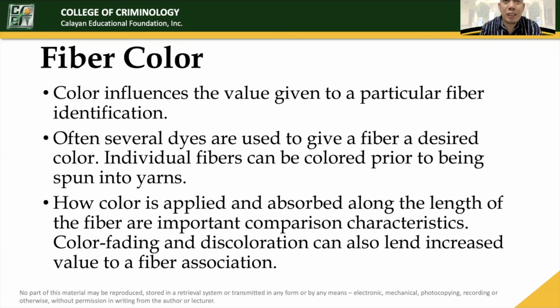So, another thing concerning fiber is the color. Yung color kasi ay identifying mark ng isang fiber. So, saan nanggaling yung color nung fiber? Siyempre, siya ay dye, or kinulayan gamit ang dye. So, often several dyes are used to give a fiber a desired color. Individual fibers can be colored prior to being spun into yarn. So, pwede namang bago siya maging yarn, yung yarn ay yung pinakang main na sinulid, yung paikot-ikot, ay nakulayan na siya. Yung iba naman, kinukulayan ay yung pinakang fabric na pag nabuo na siya into textile.